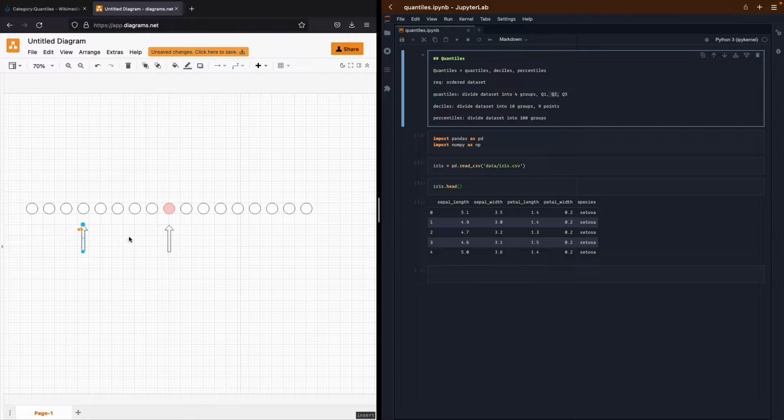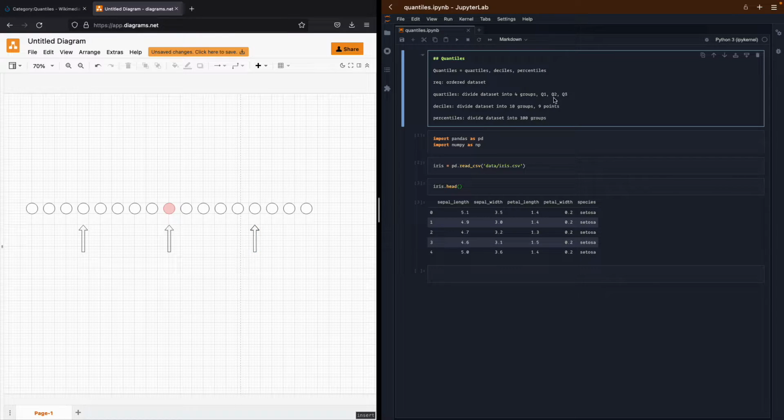Okay, again we can do it like this. Now we can see that our dataset is divided into four groups: 1, 2, 3, 4. So this will be our Q1, Q2, Q3.